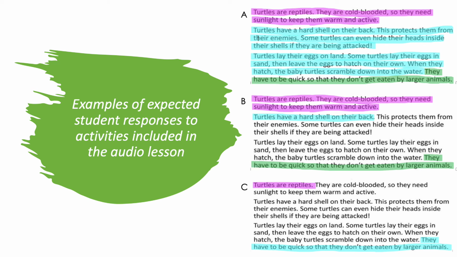And example C demonstrates a student who has an incomplete response to the structure of an informative text. This can be identified by the incorrect highlighting of the structure. This student will need extra assistance when identifying the different sections of the informative text in the upcoming lessons.